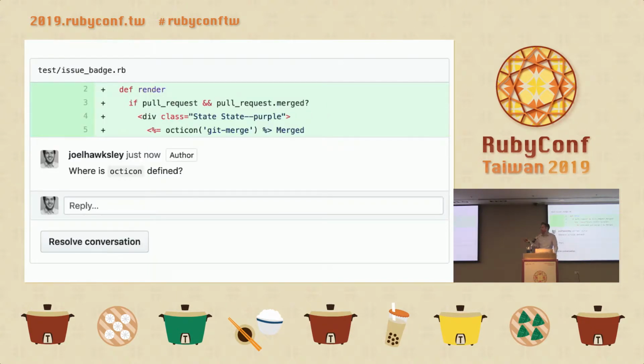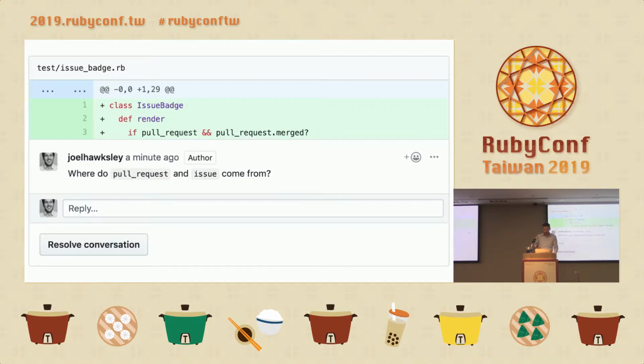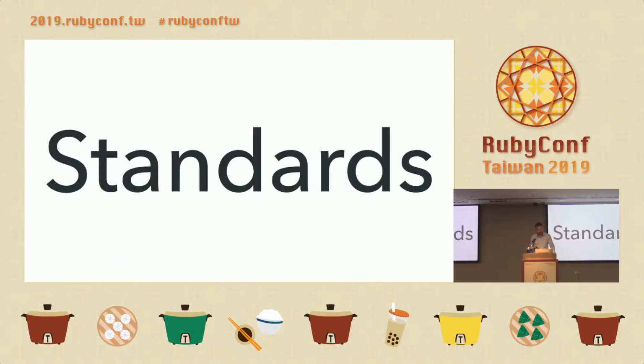We have this method octicon that's called, but it's not defined here, and it's not clear where it comes from. Where does this class attribute value come from? It kind of feels like a magic string. Where are these pull request and issue variables coming from? The reality is that we regularly do things in our views that would never even pass code review in a Ruby class. Kind of feels weird, doesn't it?